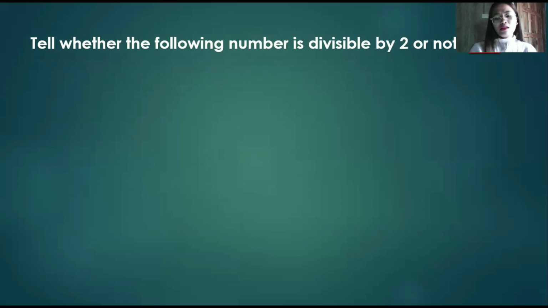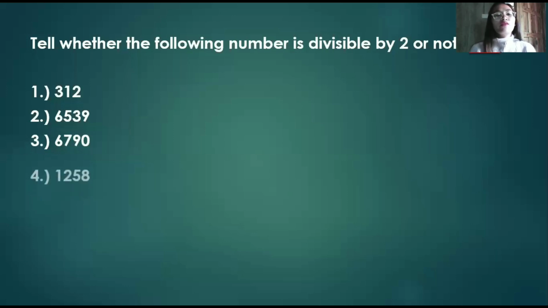now, let us have an exercise first. Now, you tell whether the following number is divisible by 2 or not. We have here 312. The second one is 6,539. The third one is 6,790. Number 4 is 1,258.